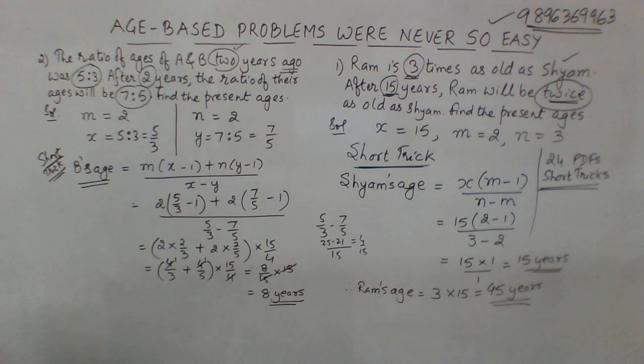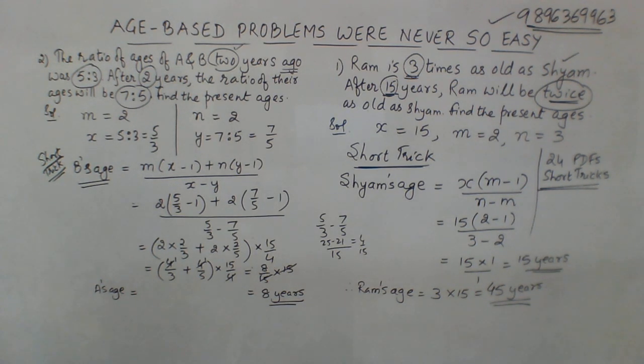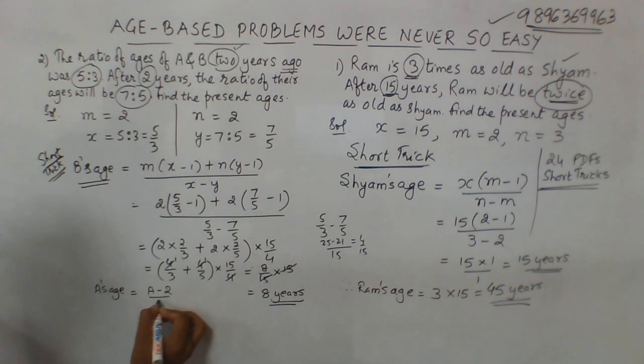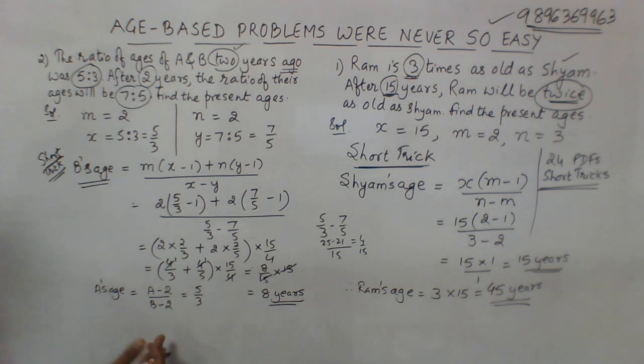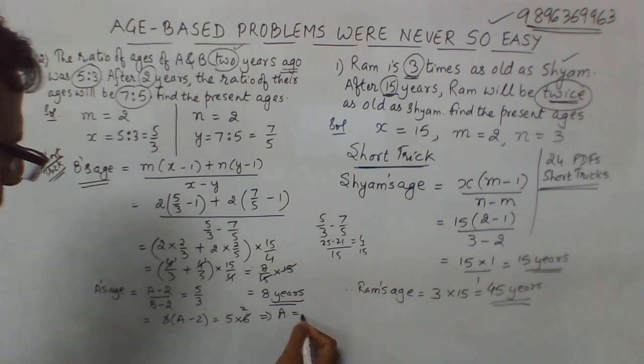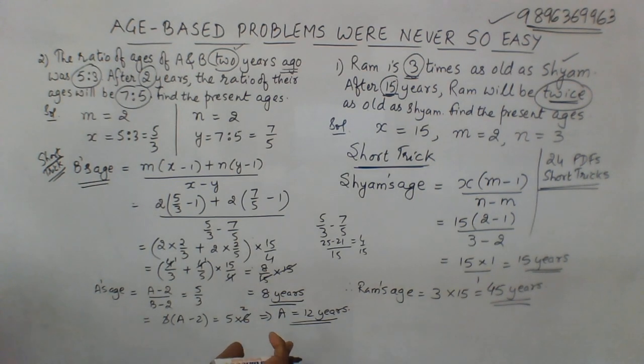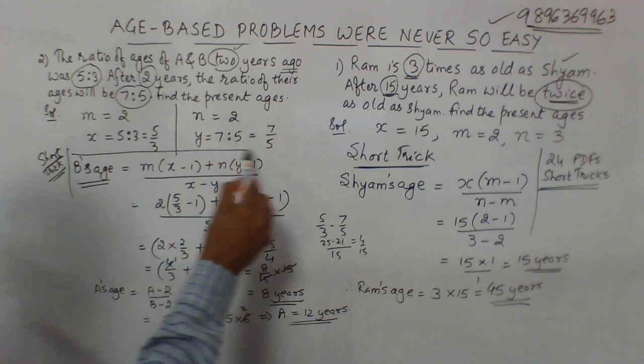Once you get the value of one of the ages, then the value of the other age is very easy. So let's find A's age now. You have 2 years ago, the first condition, and the ratio of the ages of A and B 2 years ago was 5:3. So all you have to do is to substitute B's age as 8 and you will have the value of A. So 3 times (A minus 2) gives you 5 times (B minus 2). B's age is 8 years, so 8 minus 2 is 6. So 3 cancels 2 times, and A comes out to be 10 plus 2, which is 12 years. So here you have the ages of A and B. A is 12 years and B is 8 years. You see, one small short trick and you are done with the problem.